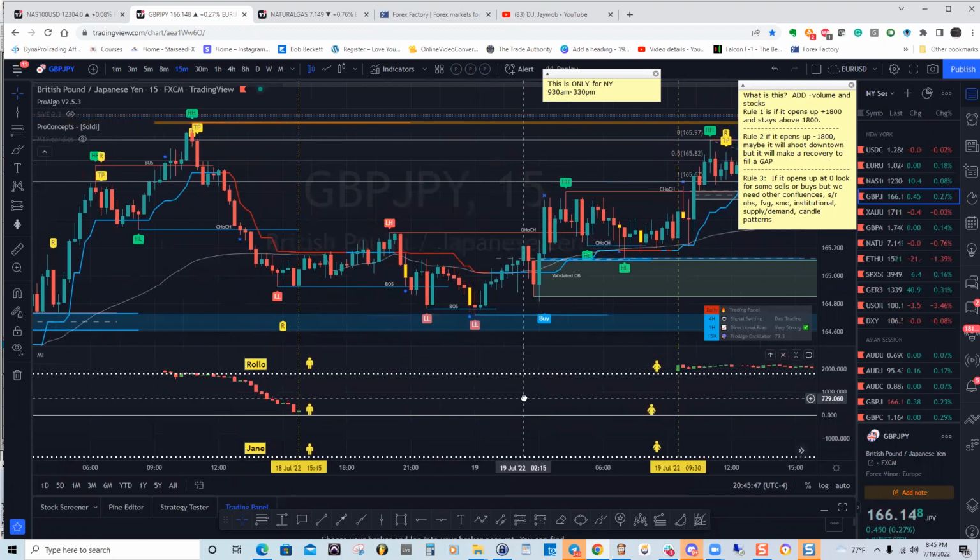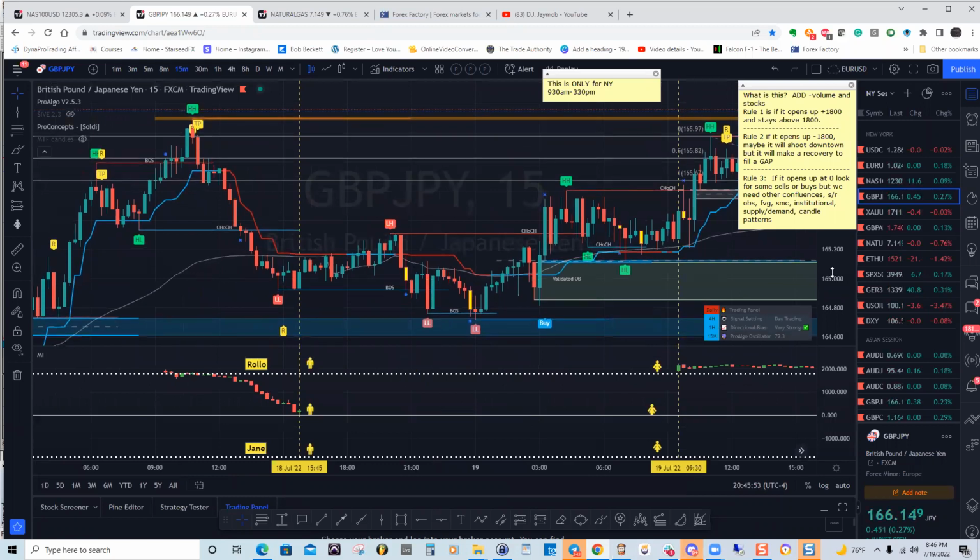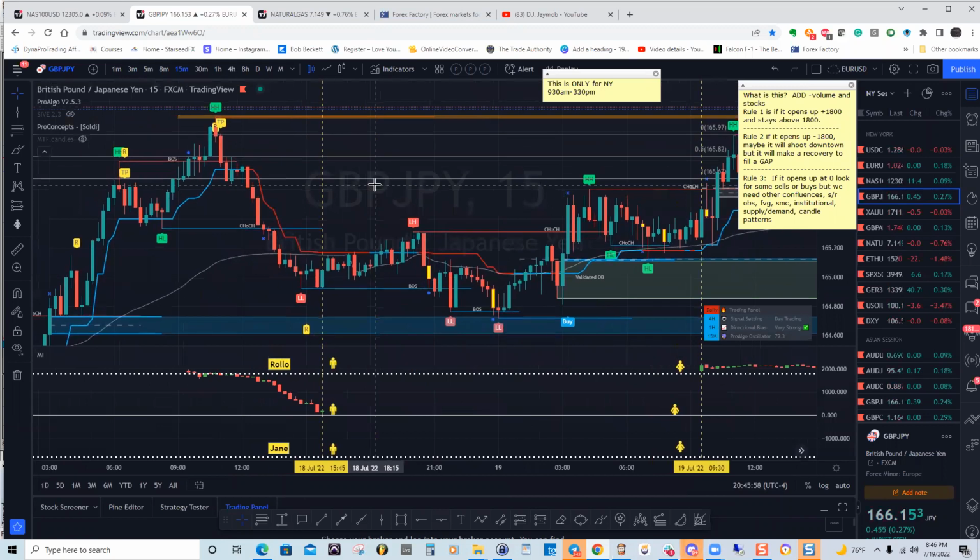What time do stocks close on a regular day? Anybody know? 5 o'clock? No. For New York time, most of the stocks close when the New York markets close. 5 o'clock? 4:30? 4 o'clock? 3:34, something like that. We'll go with 4. That's fine.